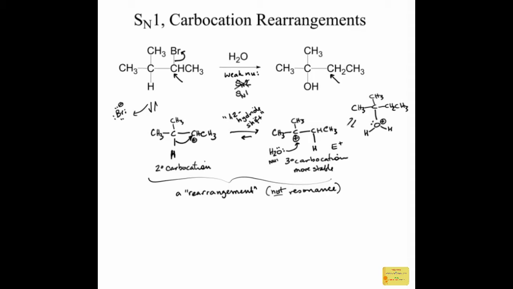We lost our leaving group. We did a rearrangement. We added our nucleophile. We're still not done because we need to get to a neutral product. So how do we get to this final product? We just need to lose one of these bonds. And so we could bring water back in as our base and deprotonate as our final step to get back to the neutral substitution product. Okay, so rearrangement, something to be on the lookout for anytime we have a mechanism involving a carbocation. So far, the only example of that is an SN1 substitution reaction.